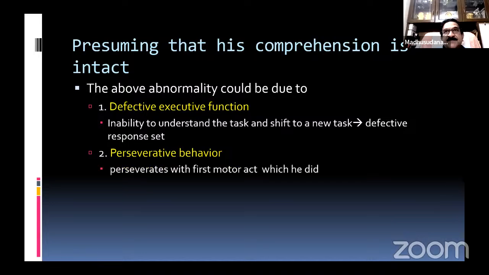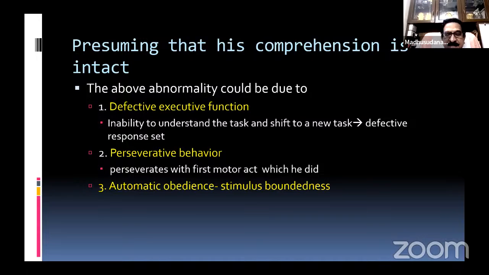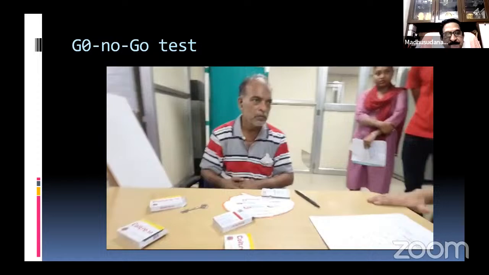Perseveration is the first act which he did. And automatic obedience and stimulus boundedness are better seen in the next video. So forget about this. There's a little bit in this particular video, but I'll show the next video. Let us see the next one.